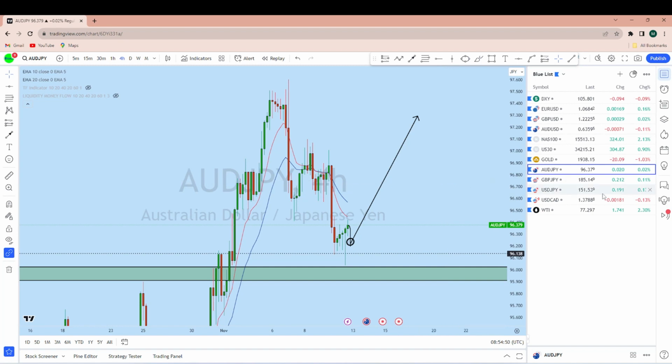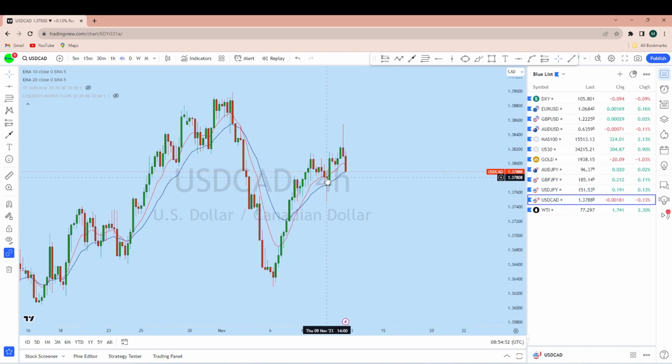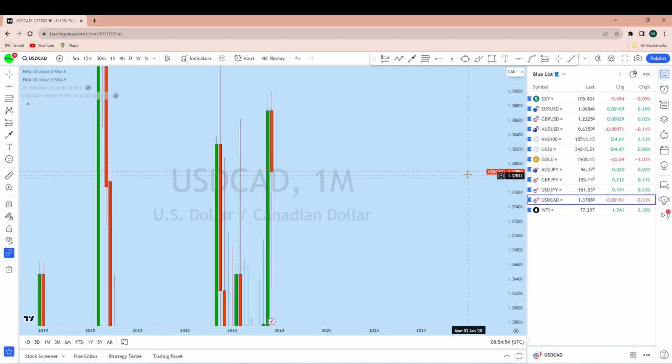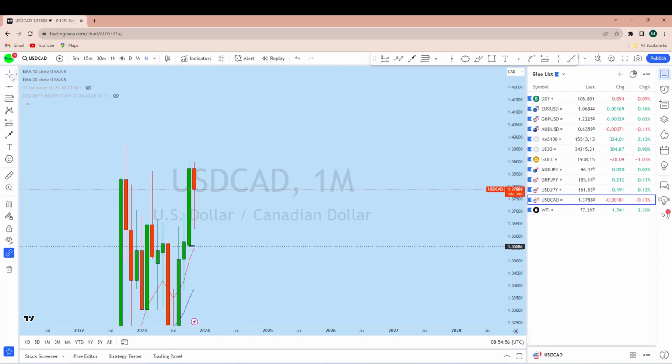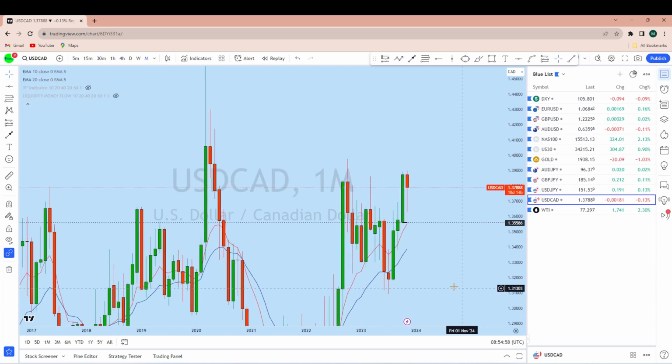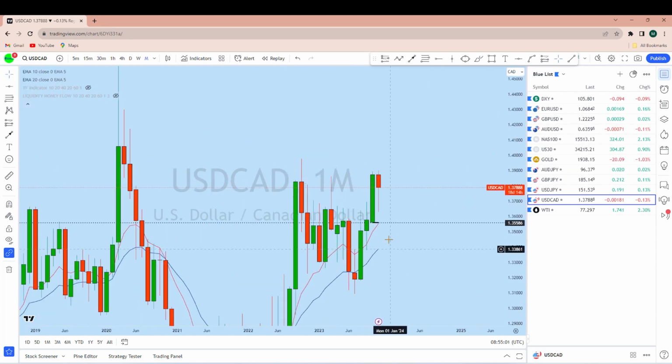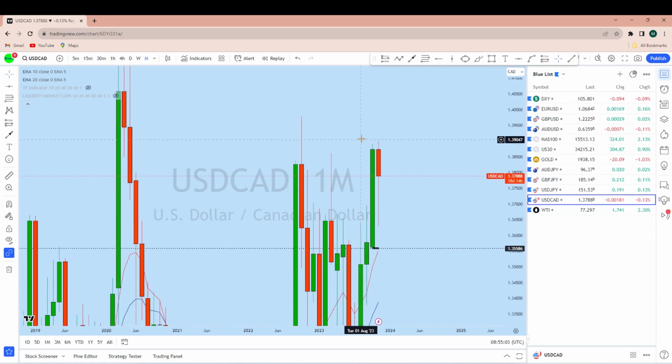Now let's look at dollar CAD. Looking at the monthly time frame on dollar CAD, we can see that this is a long-term bullish market. This month we see that the market, after breaking the monthly high, the price is coming down to create a new lower low.